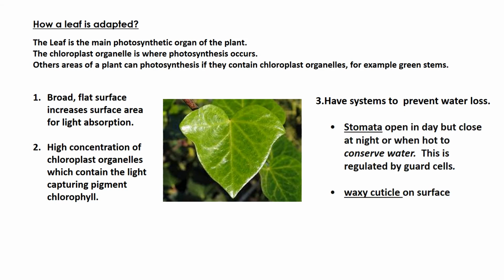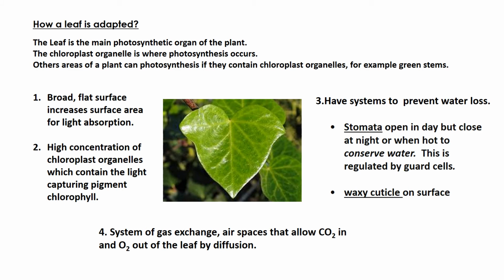I've already talked about stomata. They open in the day but close at night, or when hot, to conserve water. This allows us to regulate the amount of water being lost from the plant to stop it dehydrating. Also, as you can see from my leaf on the centre of the screen, some of them are covered in a shiny layer. We call that layer a waxy cuticle. You usually find it's only on the top of the leaf, and that acts as a barrier to stop water evaporating from the cells. And lastly, a system of gas exchange.